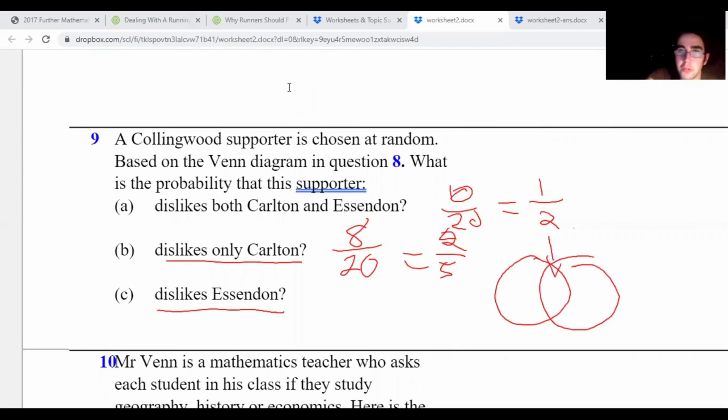And then for the probability that a supporter dislikes Essendon, this would include the area in the middle, because they dislike Essendon, and so do the ones that only dislike Essendon. So we're looking at the ones that only dislike Essendon, and the ones that dislike Essendon but also dislike Carlton. So we had 10 in the middle, and we had 2 in the Essendon section. If we add them together, we get 12 over 20, which equals 3 over 5. All right, so there are the solutions for that.